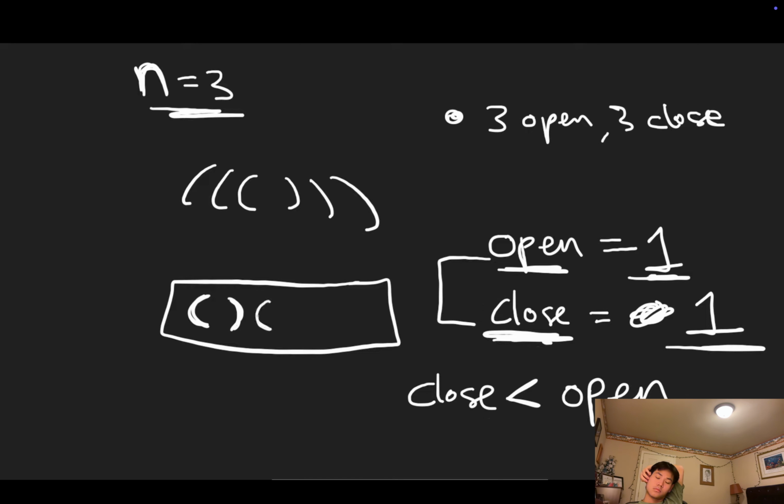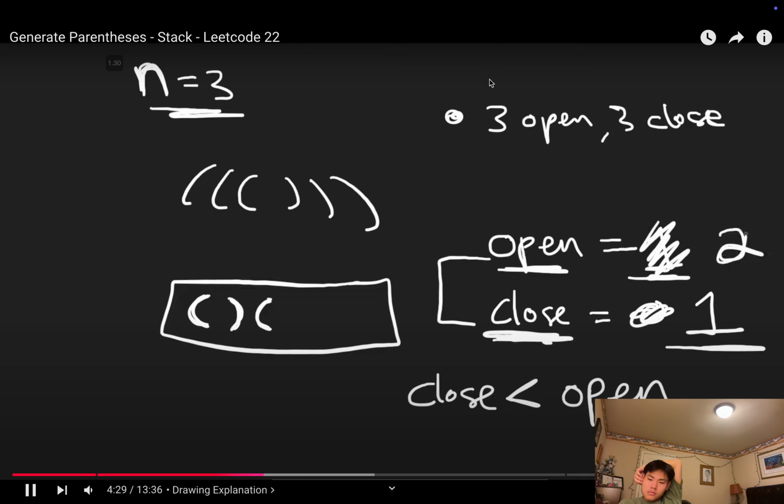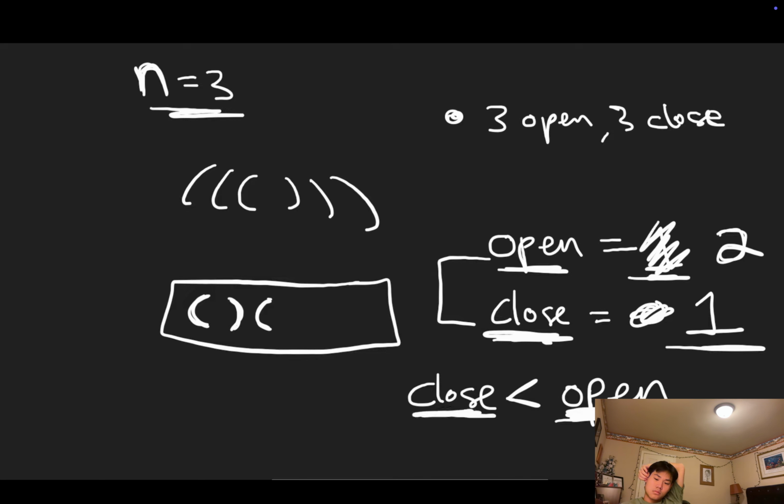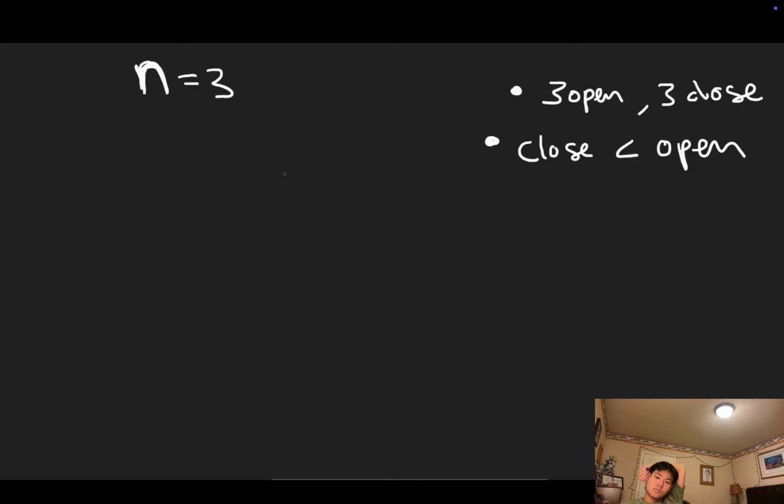If, for example, I were to add another opening parenthesis, now we update our open count to 2. So now we have 2 open, 1 closed from over here. So now I'm allowed to add a closing parenthesis. So basically, if we're going to do backtracking, these are the 2 rules that we have to follow. This is basically our base case.